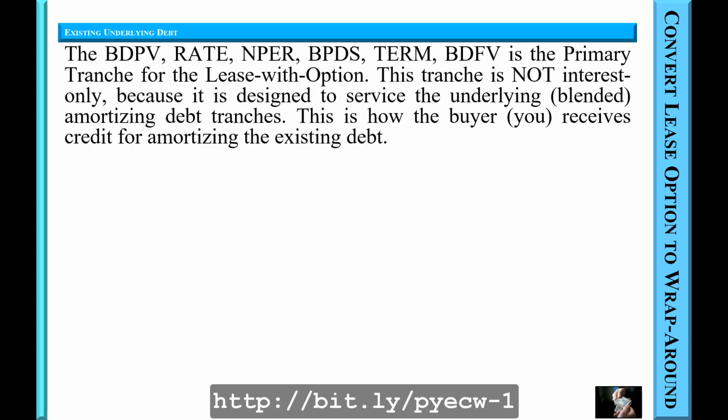The BDPV, the interest rate, the number of periods to fully amortize, the blended periodic debt service, the maturity term, and the blended debt future value is the primary tranche for the lease with option. This tranche is not interest only because it is designed to service the underlying blended amortizing debt tranches. This is how the buyer, that is you, receives credit for amortizing the existing debt.